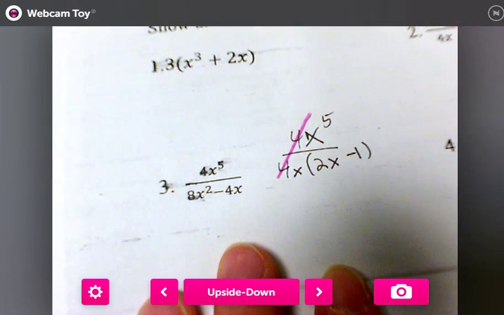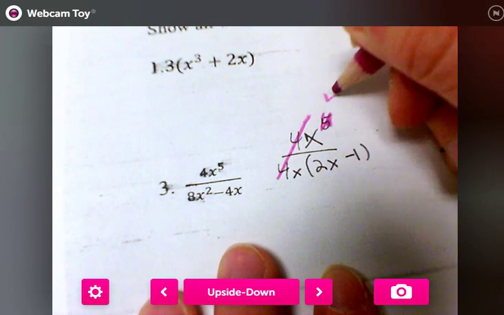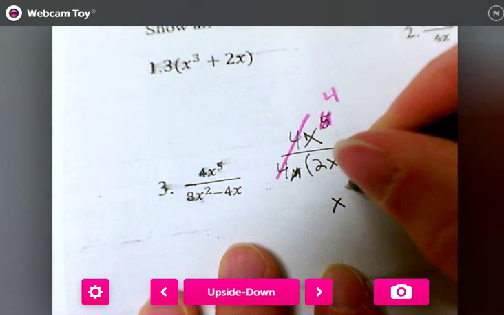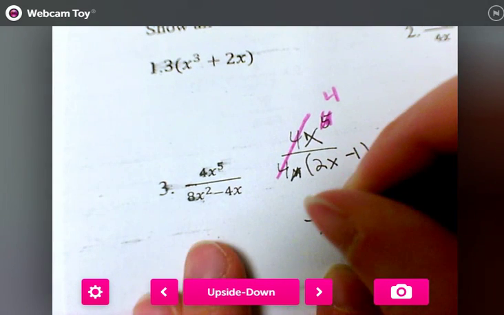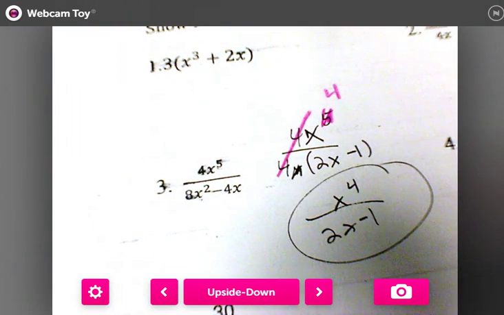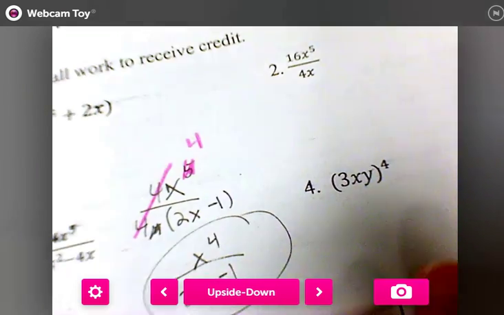And I can cancel out one of these x's and make this 4. So I get x to the 4th over 2x minus 1. That's my final answer. Questions? Yeah. Which one would you like to do? Number 4? Sure. Number 4.